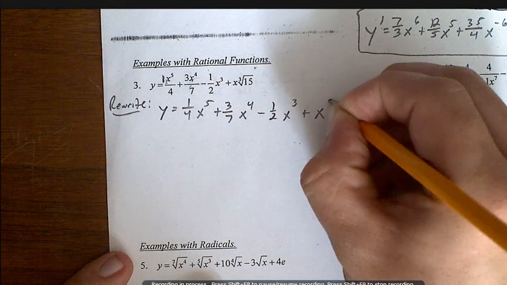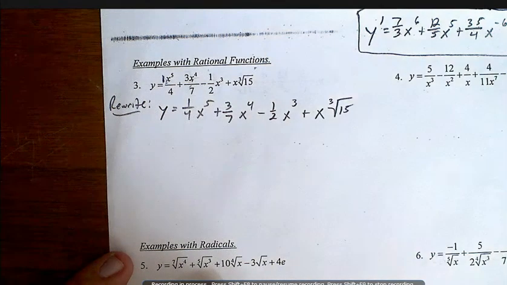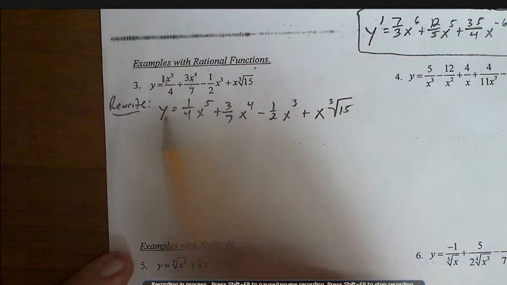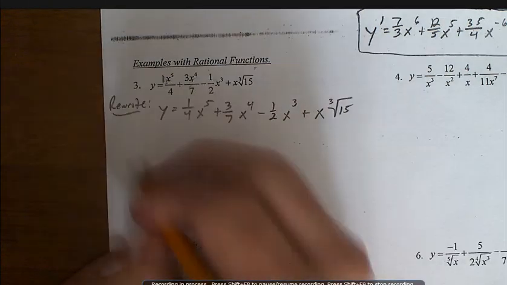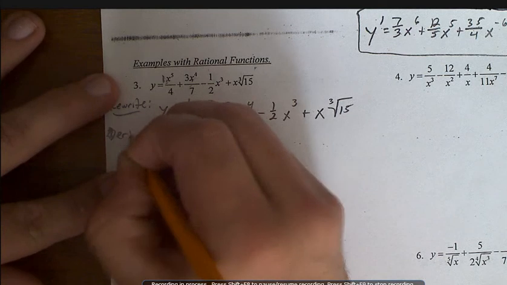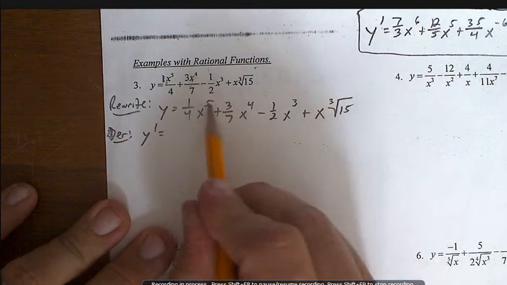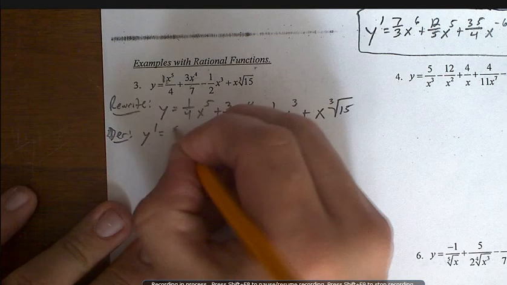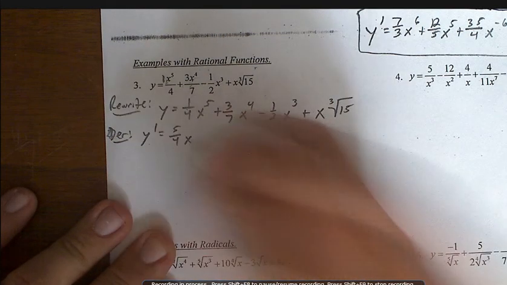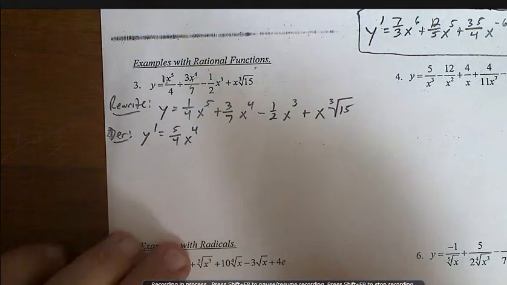So, derivative, y prime, just use your power rule. 5 times 1/4 is 5/4. X minus 1, so x to the 4th. 4 times 3/7 is 12/7. X to the 3rd. 3 times negative 1/2 is negative 3/2 x squared.